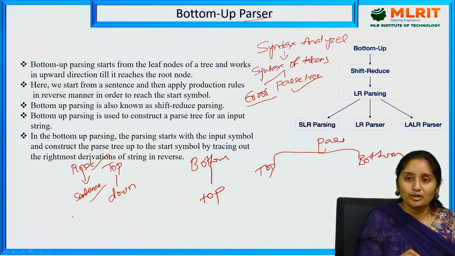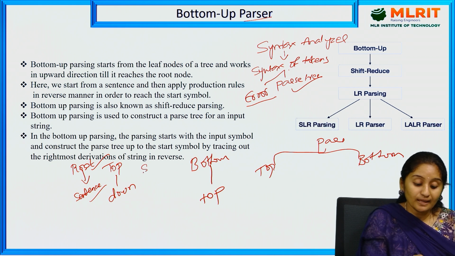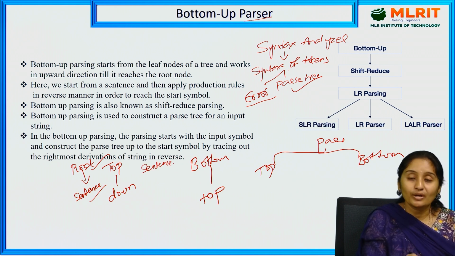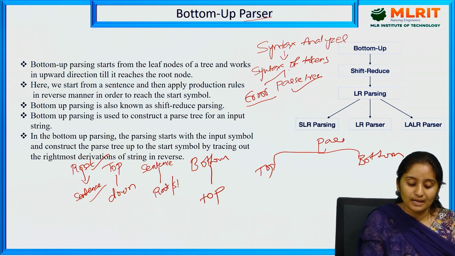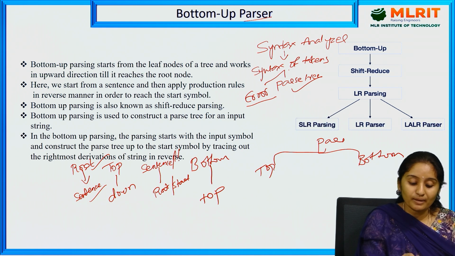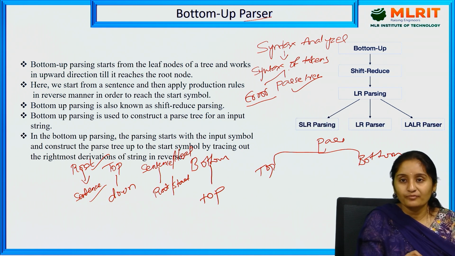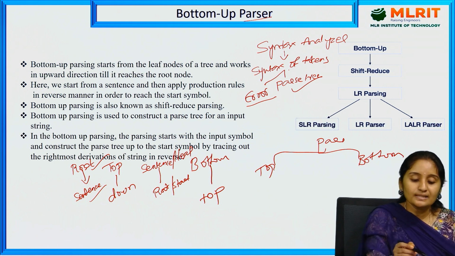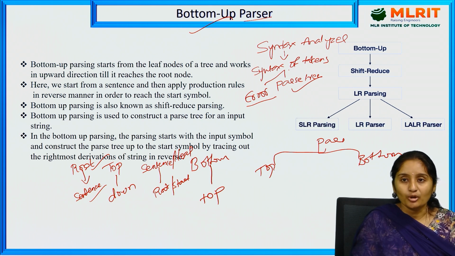But coming to the bottom-up parser, we take the input as a sentence and we generate the root node. The root node is nothing but the start node. The sentence is made of leaf nodes. So that is what we call a bottom-up parser.